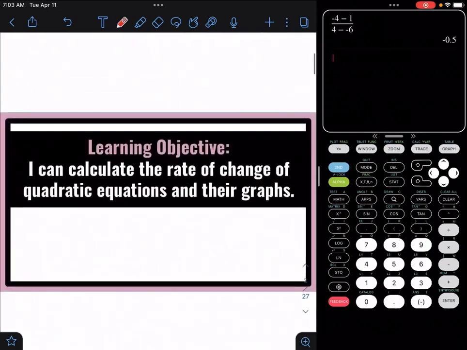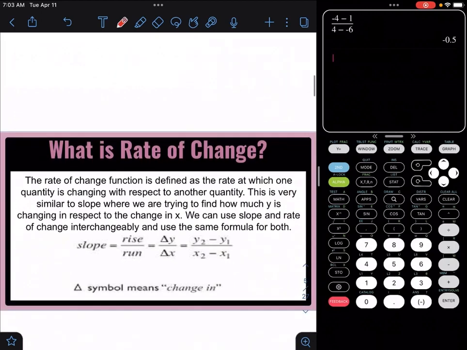So today we are going to learn how do we calculate the rate of change of quadratic equations and of their graphs. Alright, what is rate of change? The rate of change function is defined as the rate at which one quantity is changing with respect to another quantity. This is very similar to slope, where we are trying to find how much does y change in respect to how much does x change. We can use the slope formula and the rate of change interchangeably and use the same formula.